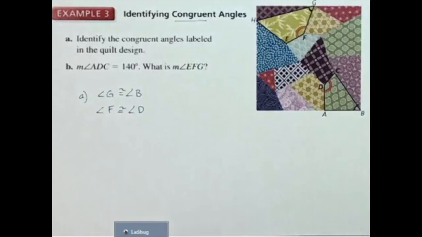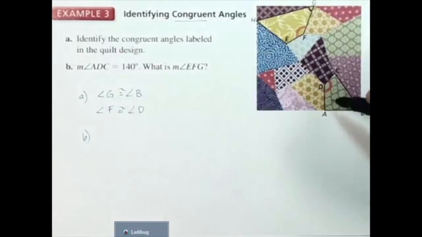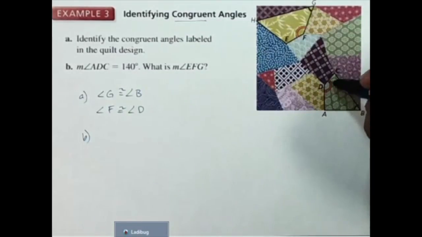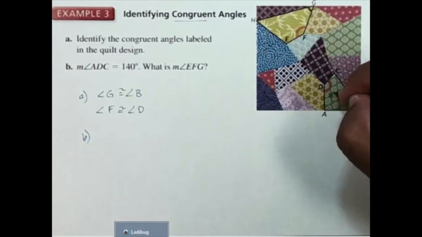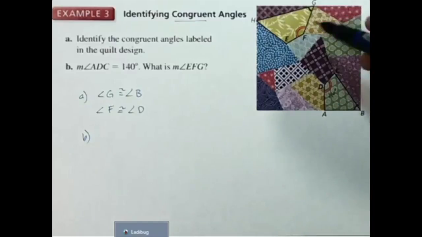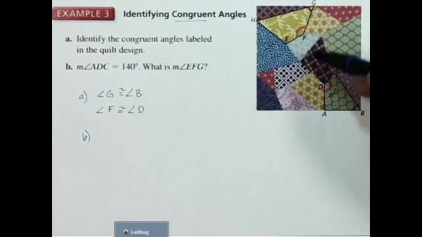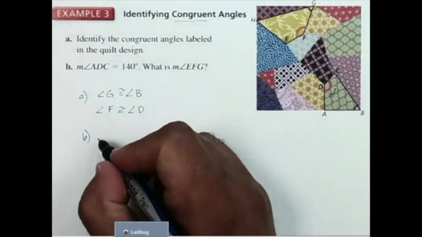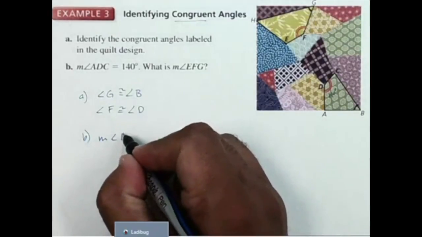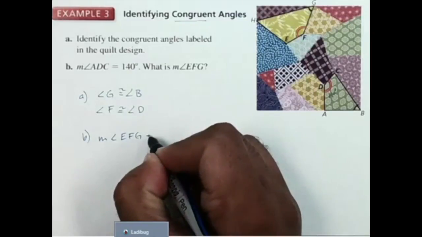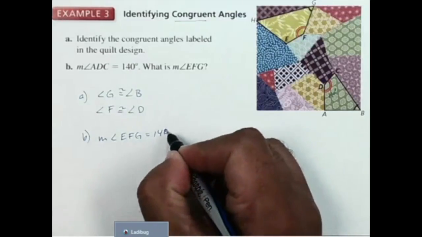All right. So if we look at part B, the measure of angle ADC, so that's this angle. If this is 140 degrees, what is going to be the angle measurement of angle EFG? Well, since they both have the same number of tick marks, that means that angle EFG is also going to be 140 degrees.